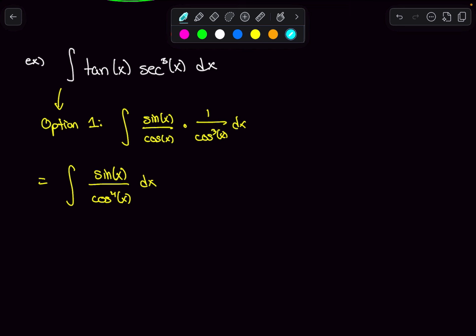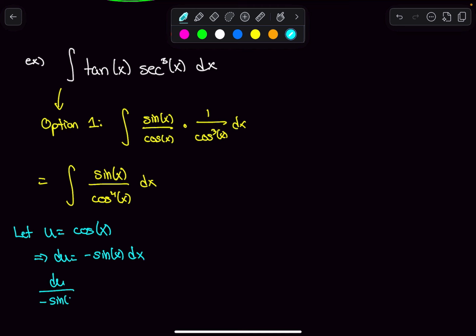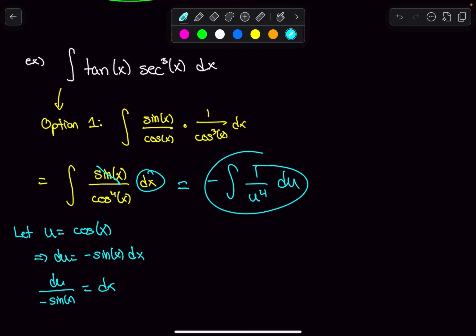And at this point, I could go about doing a u substitution. I could say, let's let u be equal to cosine of x, not cosine to the 4th, because then the derivative gets more complicated. But this is going to give us that du is equal to negative sine of x dx, or in other words, that du over negative sine of x is equal to dx. That's going to substitute here. It's going to cancel out the sine, and we're going to get negative integral of 1 over u to the 4th du. And then this is just a simple antiderivative. We can get the answer in a second. So that one's not so bad.